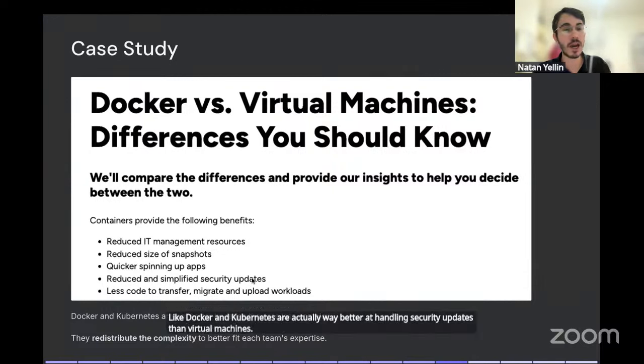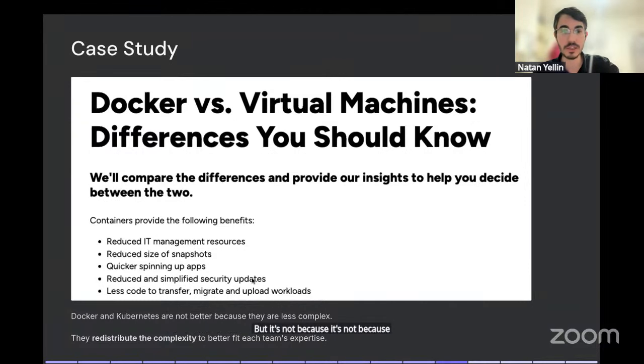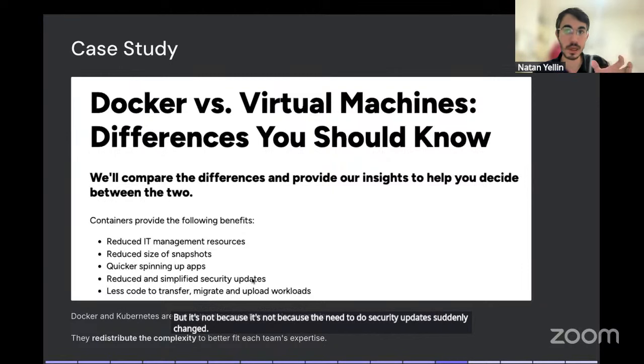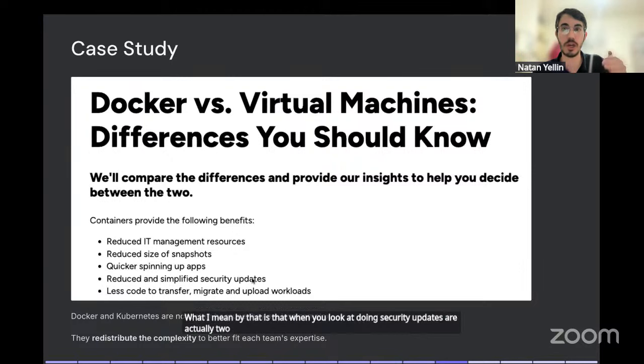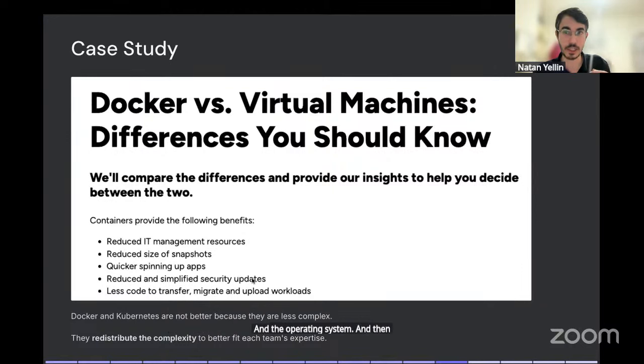But it's not because the need to do security updates suddenly changed. Rather, we were able to split up that complexity between different teams in a way that made more sense. What I mean by that is that when you look at doing security updates, there are actually two types of security updates. There are security updates on the nodes and the infrastructure, right? And the operating system. And then there's security updates on the application or the third-party libraries that my application depends on, right?